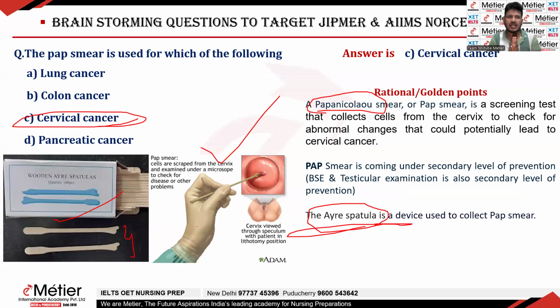In order to identify cervical cancer, the Pap smear is actually a screening test. It comes under what? Secondary level of prevention. You all know the types of prevention: primordial, primary, secondary, tertiary. Not only the Pap smear, but breast self-examination and testicular examination also come under the secondary level of prevention. So all these important points are related to this question.